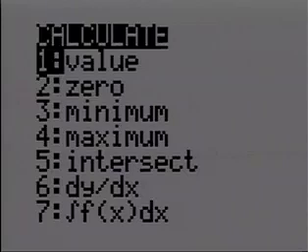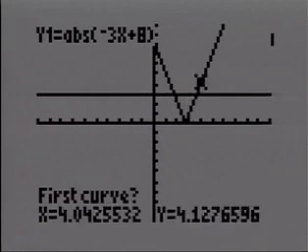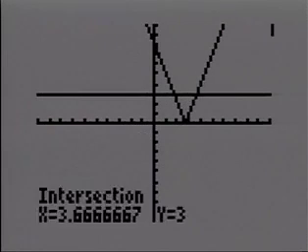Now we'll find that other intersection, second trace, and then go down to intersect. And let's see, there's my first curve. We'll press enter, and then move it over close to the intersection point, press enter again. And that tells me the intersection is 3.6 repeating, and that's equivalent to 11/3. And so again, since we're looking for the part of the graph where the absolute value is above the line, then the solution would be any x value greater than 11/3. And that also verifies our solution.